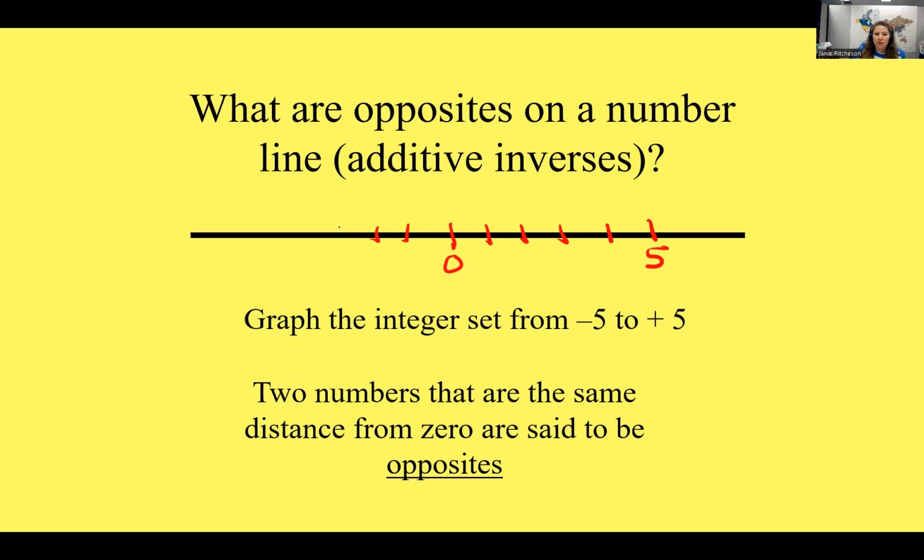1, 2, 3, 4, 5. Well, negative 5 is the same spaces from 0 as positive 5. They're just on opposite sides of 0. So that means 5 and negative 5 are opposites.